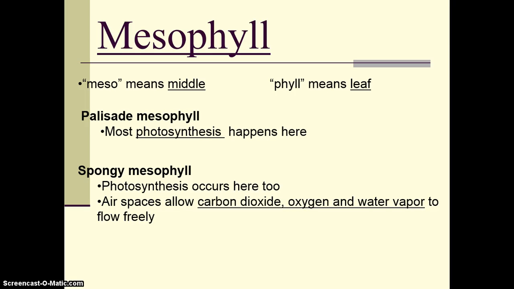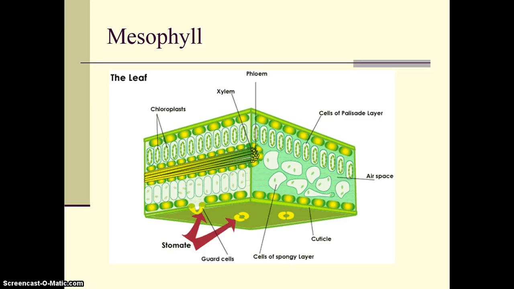The mesophyll layer is made up of two parts, the palisade mesophyll, which is where most photosynthesis happens in the chloroplast, and the spongy mesophyll layer, which has air spaces which allow carbon dioxide, oxygen, and water vapor to flow freely. In this cross section, you can see here we have the air spaces in the spongy mesophyll layer, and up here is the palisade mesophyll layer where the chloroplasts are located.